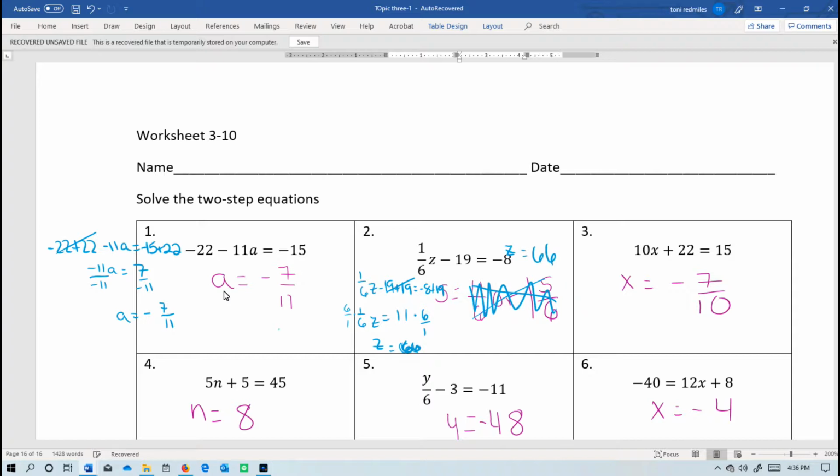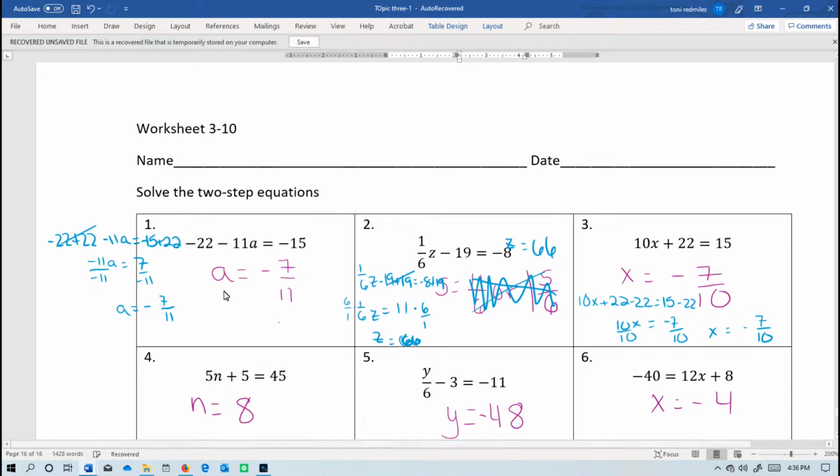That's the right answer. All right, I've got to subtract this 22 on both sides. That's just going to give me negative 7 over here. The 10 is multiplying the x, so I have to divide. And x equals, the whole fraction is negative 7 over 10.